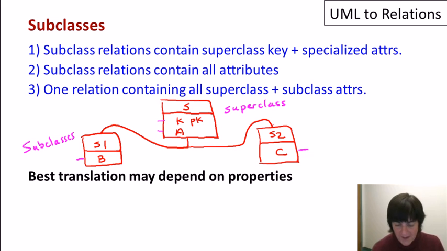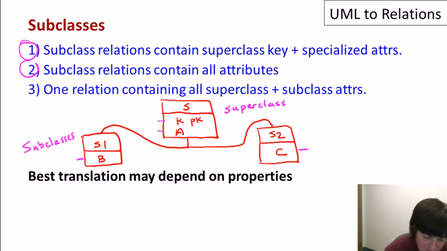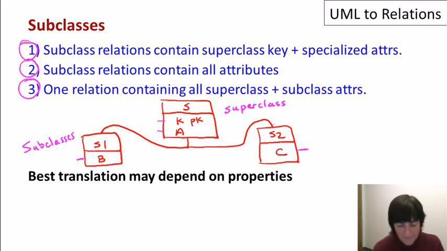Now there are three different ways, as I said, at least three, that we could translate this UML diagram to relations. In the first way, we have a relation for each of our classes, including the subclasses, and the subclass relations will contain their own attributes plus the key of the superclass. In the second case, we still have one relation for each of our three classes, but in this case, the subclass relation contains all of the attributes from the superclass. And in the third case, we just use one mega relation for the whole thing that contains all of the superclass and subclass attributes. So let's take a look at what the three different translations would produce for this particular setup.